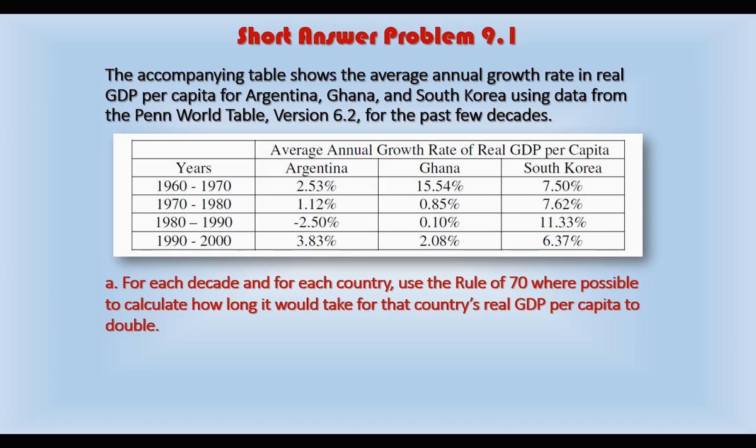So obviously, you would do what here? You would divide 70 by each number, and then that would tell you how long it would take for a country's GDP per capita to double? Yeah. 2.53, just like straight, yeah. Exactly. So the negative number wouldn't apply, right? Right, yeah, like you would have a table, yeah.